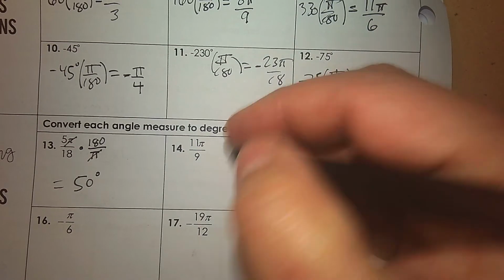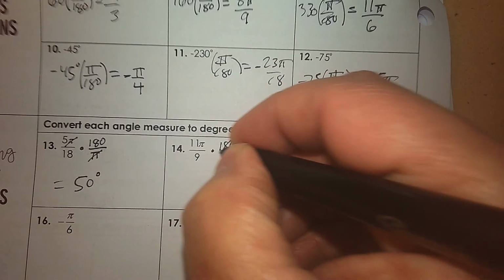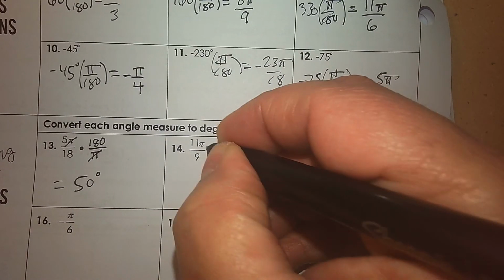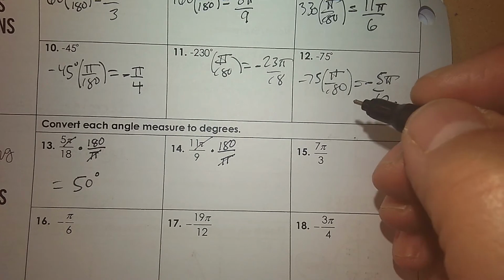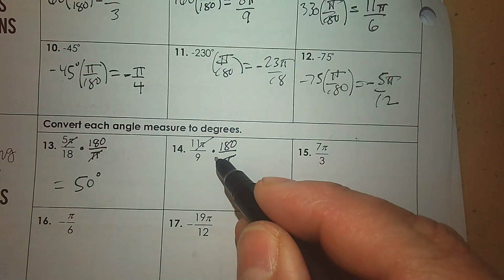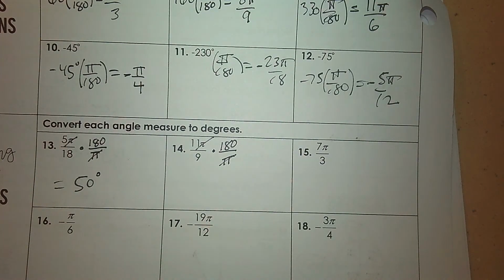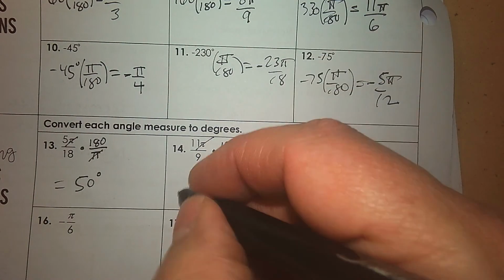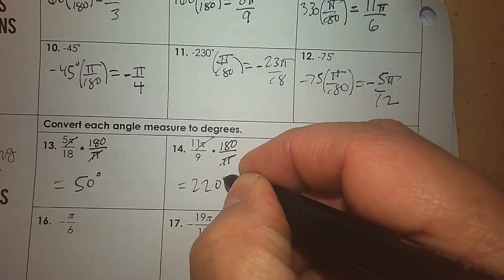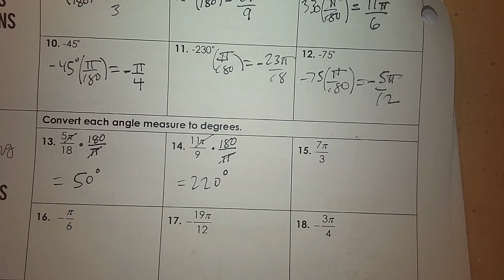Keep going. What do I do with 11 pi over 9 to convert it? 180 over, what happens to the pi's always? Right? So what do you put in your calculator? 11 times 180 divided by 9. 220. Did you get 220? Keep practicing.